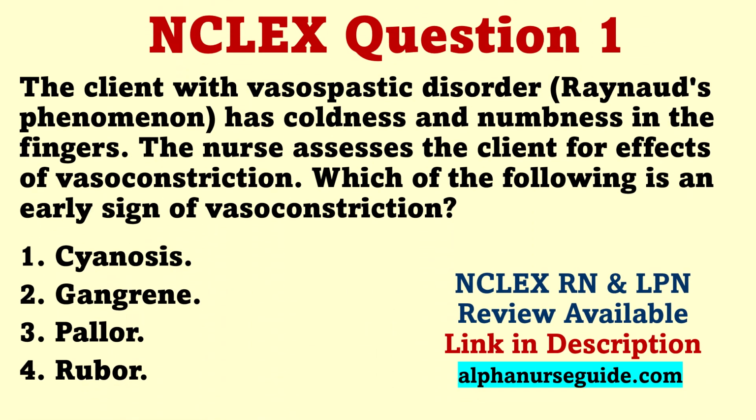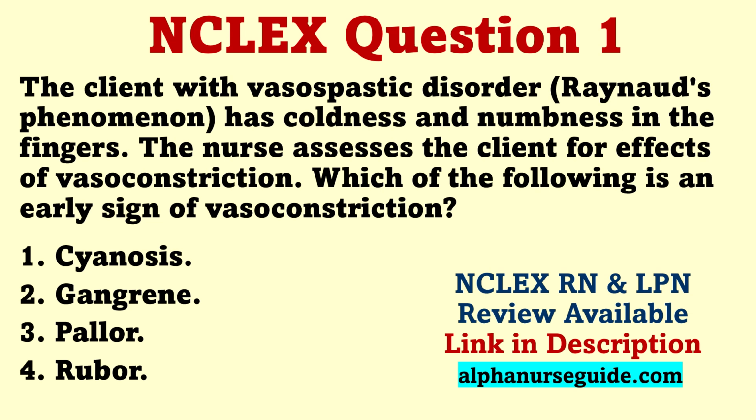The client with vasospastic disorder, Raynaud's phenomenon, has coldness and numbness in the fingers. The nurse assesses the client for effects of vasoconstriction. Which of the following is an early sign of vasoconstriction? 1. Cyanosis. 2. Gangrene. 3. Pallor. 4. Rubor.